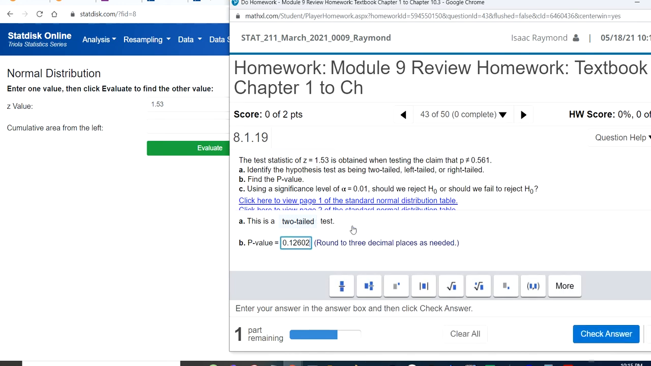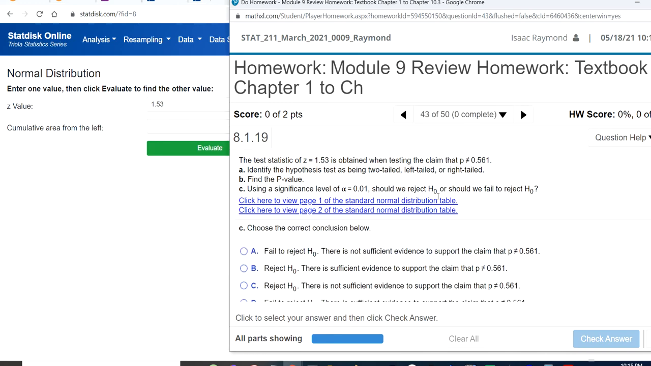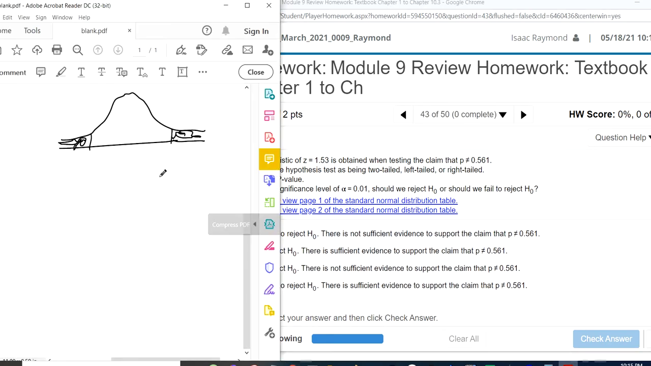So what do they want? 3 decimal places. So right here. Okay, that's here. Let me show you this graph. 0.126. That's how much area is in both of these tails. Okay, so that's not an insignificant amount.